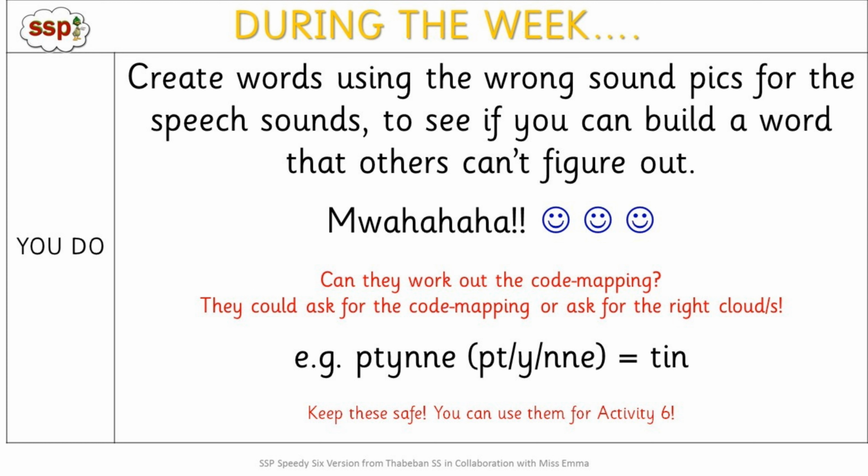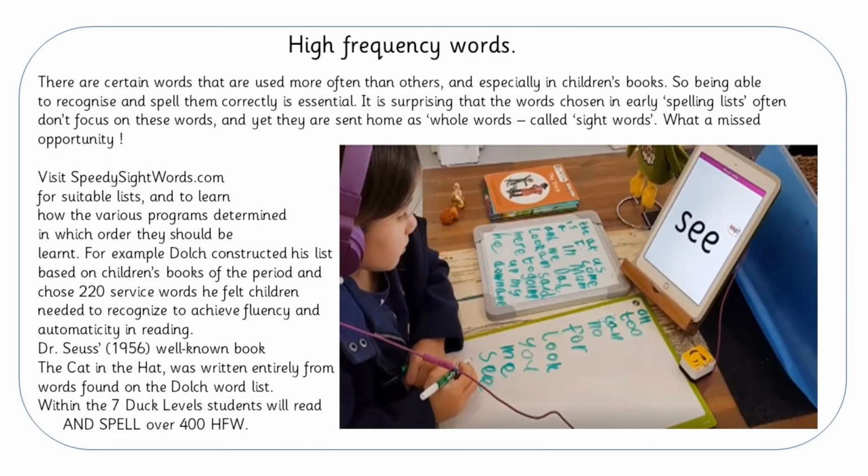So they might have written PTYNNE, and the code mapping there is PTYNNE, because they just chose the sounds t, i, n, but with the wrong sound picks. T, i, n, tin. So they're using the clouds. And because it's a game, because it's a puzzle and it's fun, the children love it. And we're just constantly working with words. How do words work?